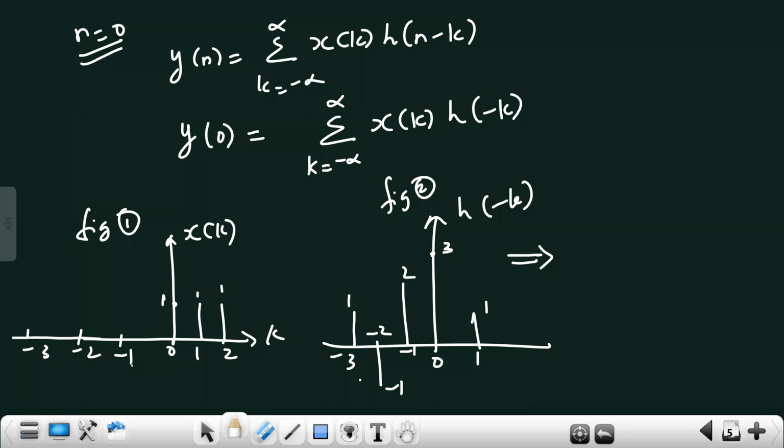What are the common times? Sir, at 0 and 1. Yes, 0 and 1 are the only two time instances where both signals have some amplitudes. Whereas in the rest of the times, one or the other signal does not have any amplitude, so the product will be 0. So you are there to focus only on these two time instants, 0 and 1. So at 0, here it is 1, here it is 3. So 1 into 3, plus at 1, here it is 1, here it is also 1, so 1 into 1 is 1. So the answer is 4.